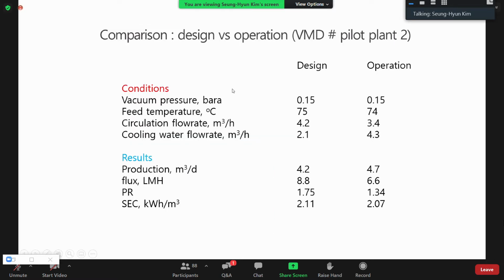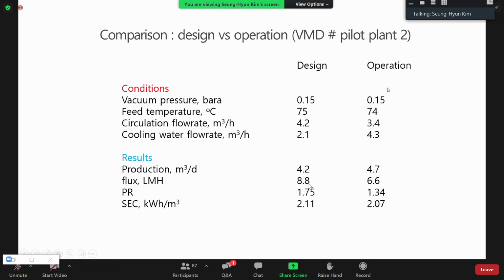And this slide shows the comparison between design and operation of this pilot plant #2. When we designed it, the vacuum pressure was 0.15 bar, and temperature was 75 degrees Celsius. Circulation flow rate is 4.2 meter cube per hour. We expected the production to be 4.2 meter cube per day. PR is 1.75, and SAC about 2.1 kilowatt hour per meter cube.